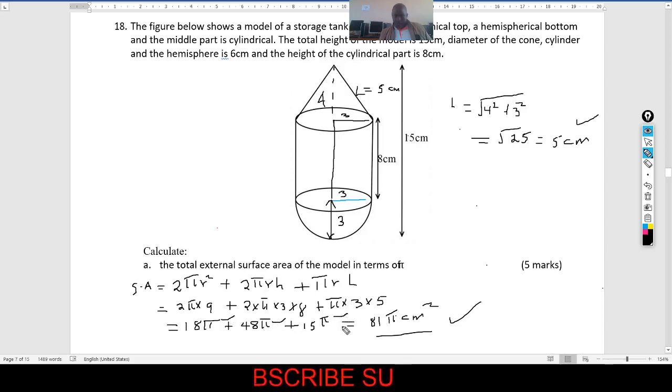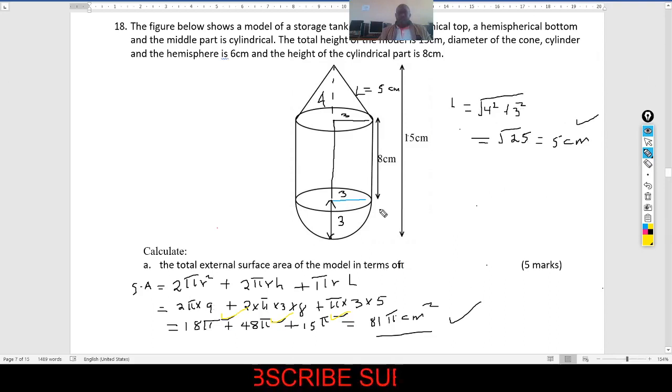Those are 3, 4, 5 marks. That's how you score your 5 marks. Each and every section, you get a mark, like I've said. You get a mark and you get a mark, each and every section, and also the final answer. Now that's how you score the 5 marks.